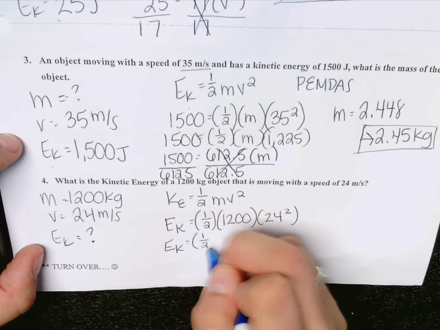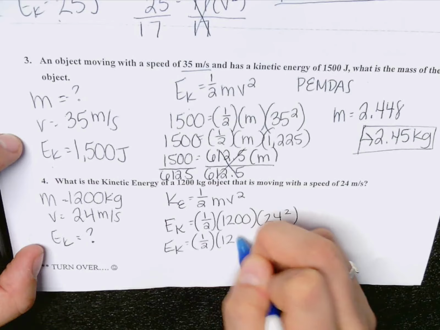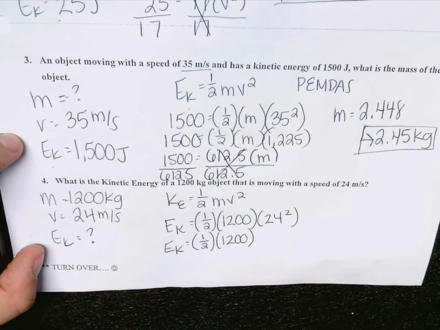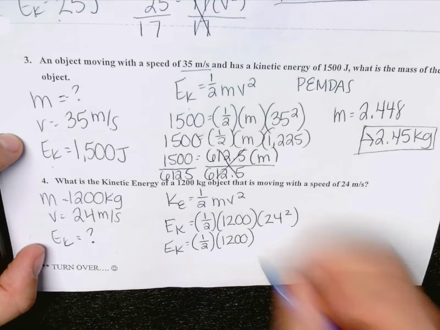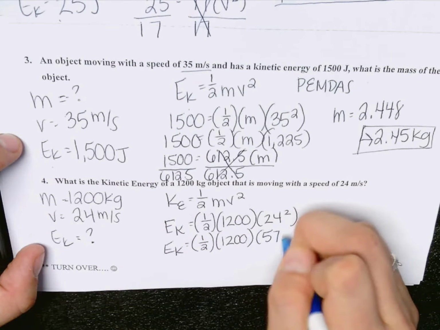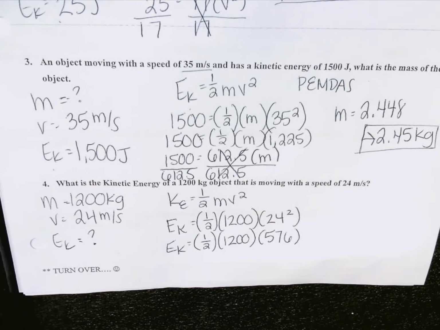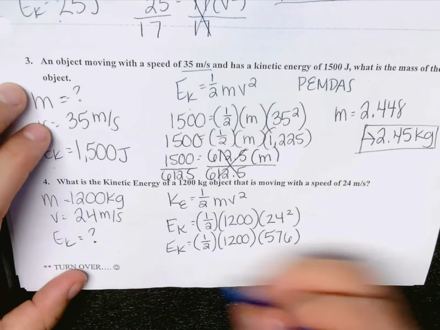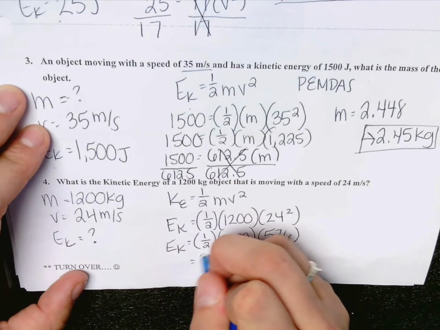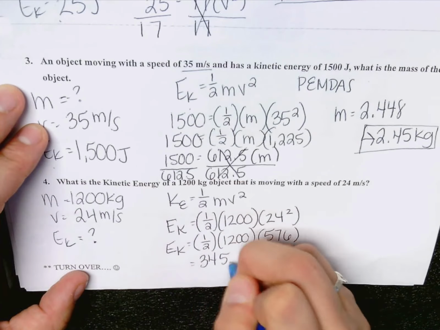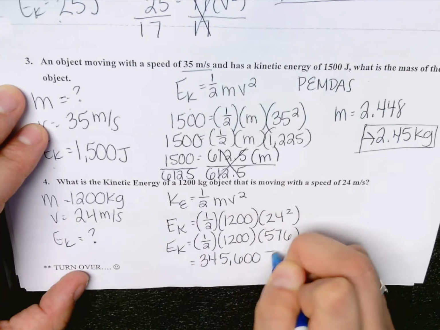First, we have to solve for that exponent, so this isn't going to change. But 24 squared is equal to 576. Can someone please enter this into their calculator and tell me what the answer is? Exactly, and she even said the correct units. 345,600 joules.